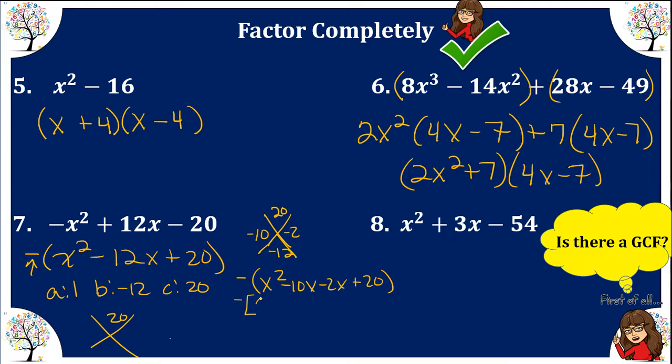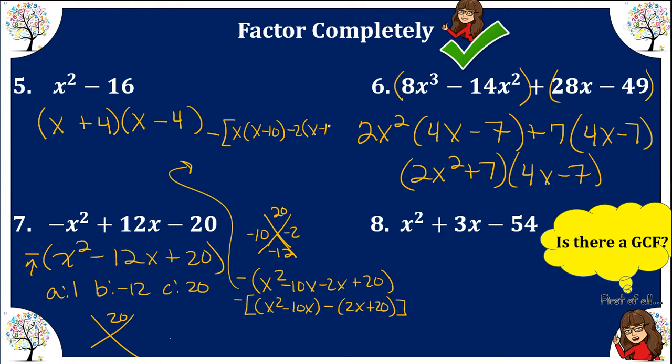We're going to group. And then I'm going to bring this up here. I'm going to factor out an x. I'm going to factor out a minus 2. I have negative for my GCF, and then I have x minus 2 and x minus 10.